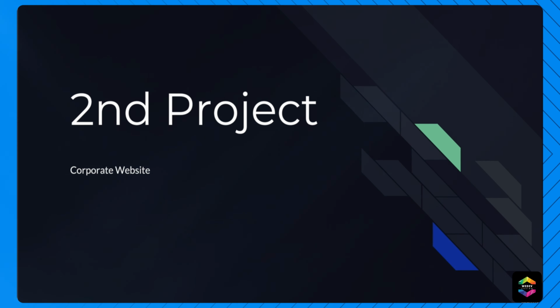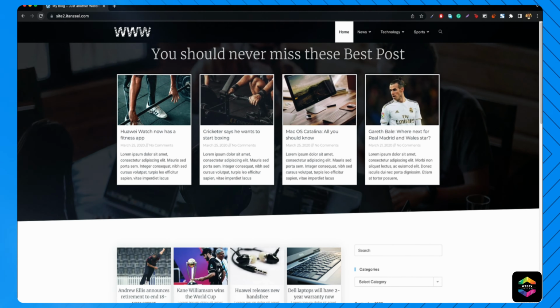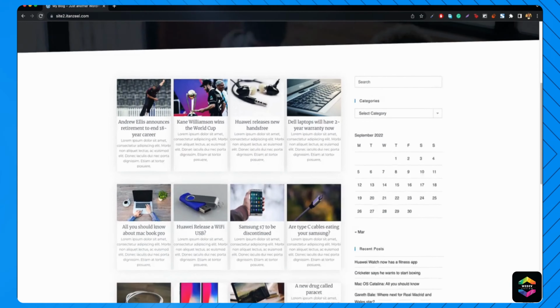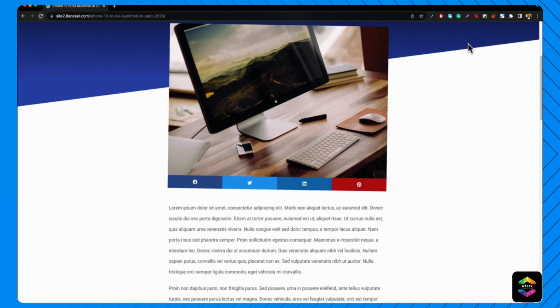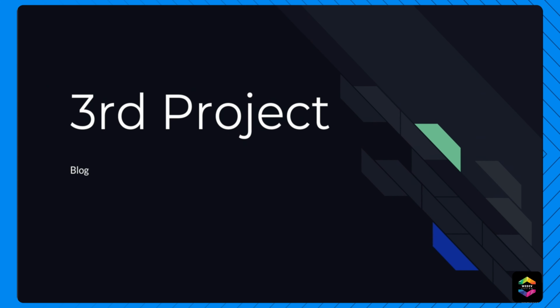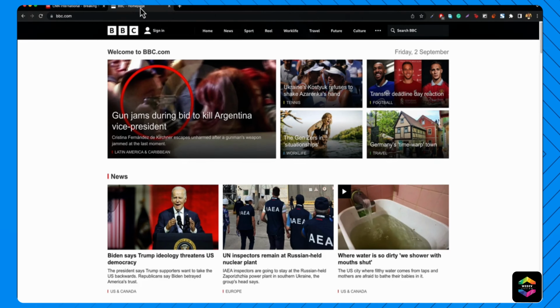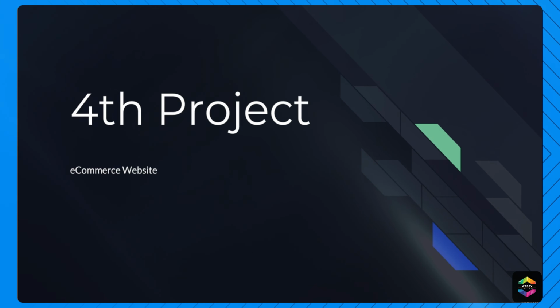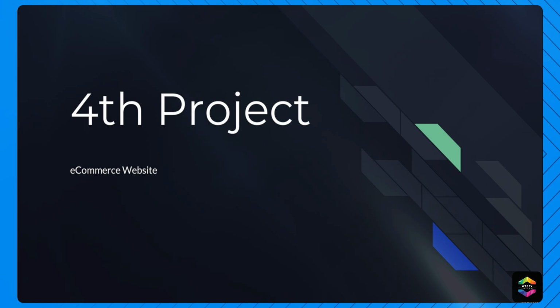Once we're done with the corporate website project, we will be moving on to our third project, and that is the blog website. A blog is a website that shows different latest posts in chronological order, and anyone can just click on any of the posts and he will be taken to that particular post. After completing the third project of this course, you will be able to build any type of blog website, whether it's CNN.com or BBC.com.